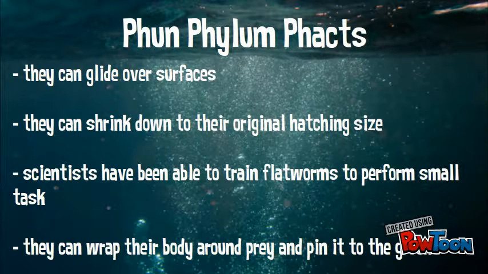Fun phylum facts. Flatworms can glide over surfaces, they can shrink down to their original hatching size, they can wrap their body around prey and pin it to the ground, and scientists have been able to train flatworms to perform small tasks.